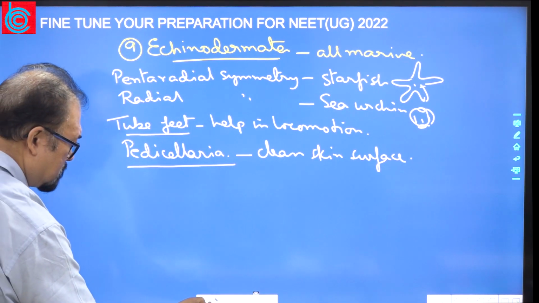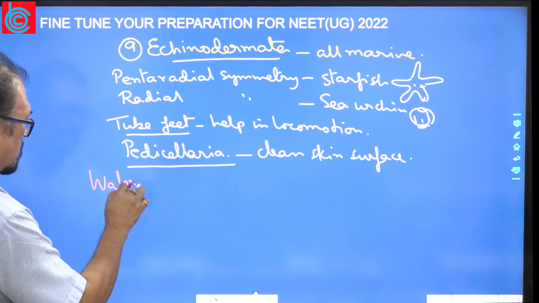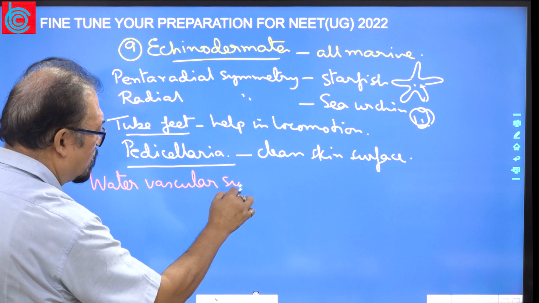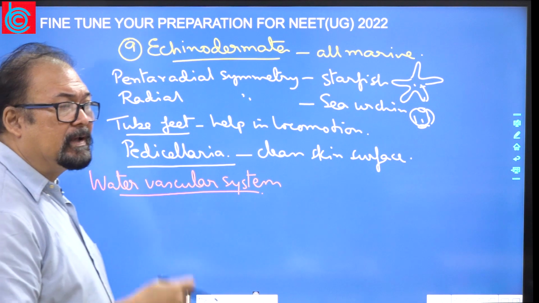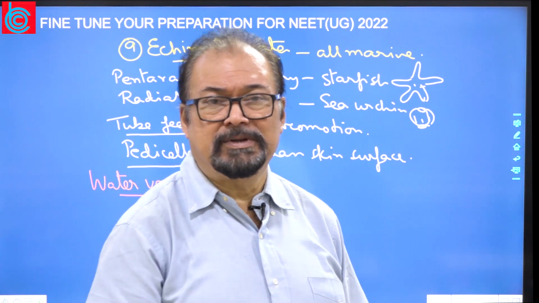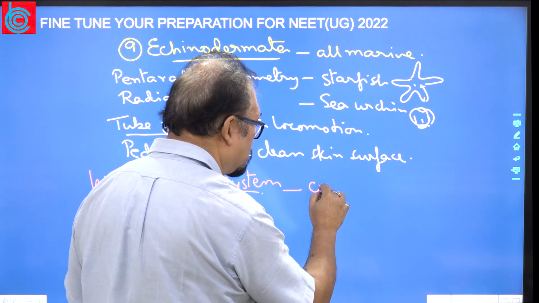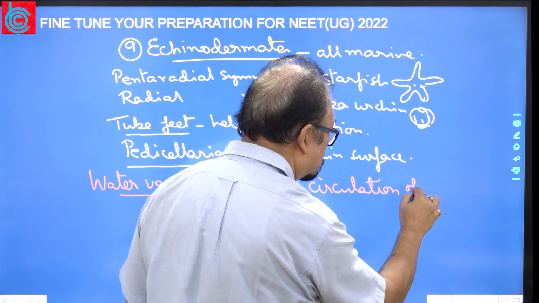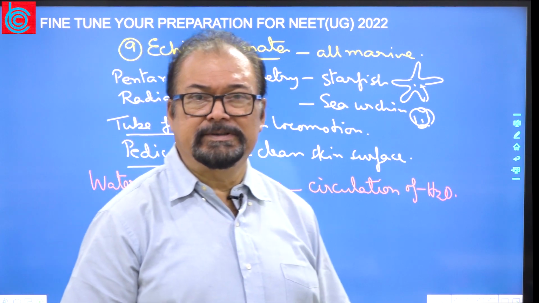Very important: water vascular system. Sponges have canal system. Echinoderms have water vascular system. What is the meaning of the word water vascular system, and what is the main purpose? Circulation of water. So that is called water vascular system.